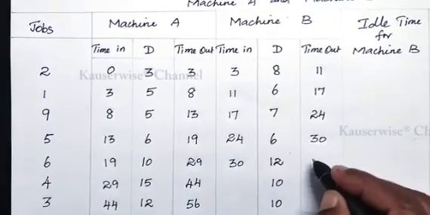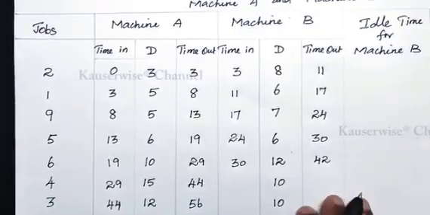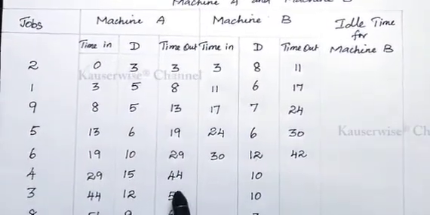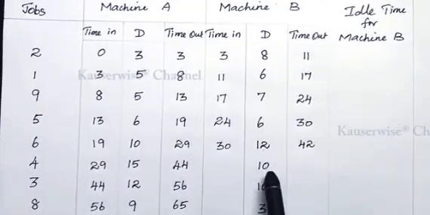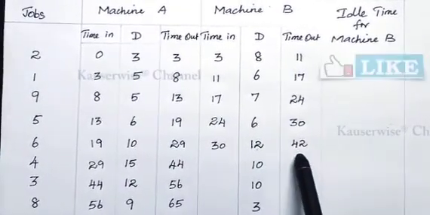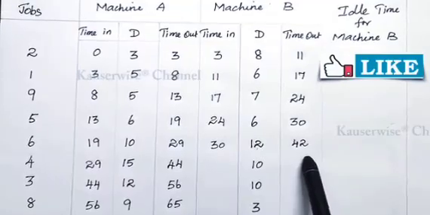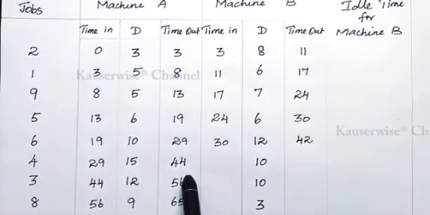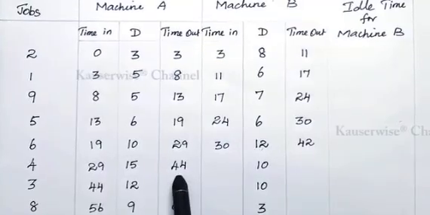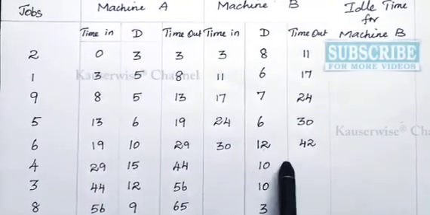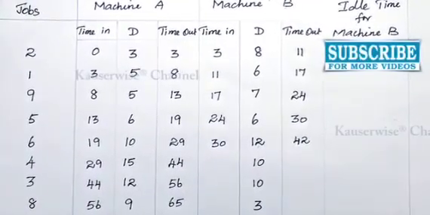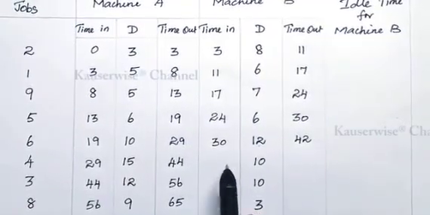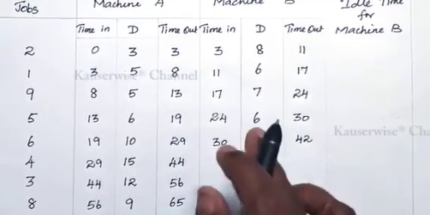30 plus 12, 42. Now for the next job here, 42 is lesser than 44. That is, machine B has completed the previous job on the 42nd hour. But the current job, that is job 4, out time on machine A is 44. Now machine B has to wait for 2 hours to take up the next job. So we need to put the greater value as in time for the current job on machine B.